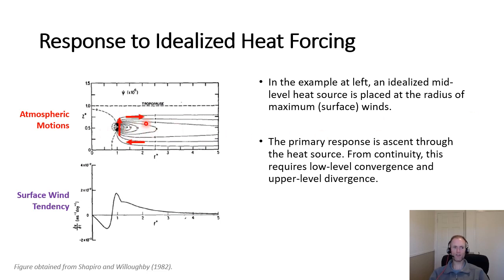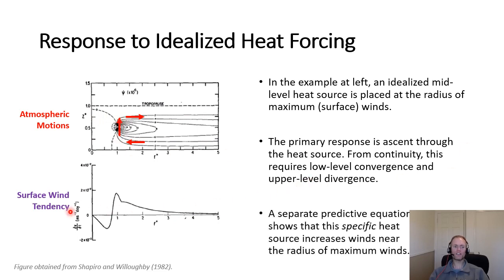We have positive stream function to the right, negative to the left, clockwise flow for the positive, counterclockwise flow for the negative. This gives rise to enhanced ascent through the heat source as we expect, which requires low-level convergence. Air comes in here, and upper level divergence. It spreads outward near tropopause level atop the ascent.